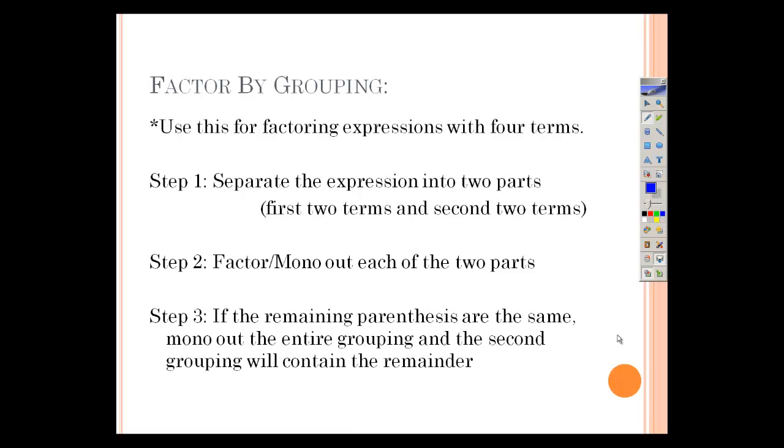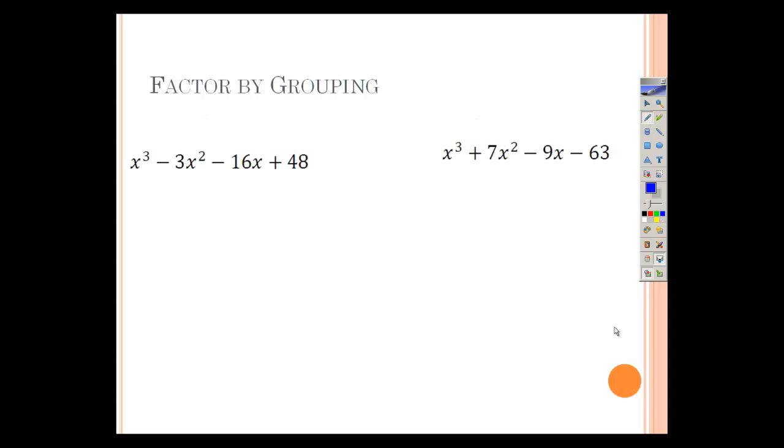So the first thing, when we have these 4 terms and we're trying to factor, is we're going to separate the expression into 2 parts, the first 2 terms and the second 2 terms. Then we're going to factor a monomial out of each of those 2 parts. The remaining parentheses should, for this section, be the same. Then you take those parentheses out, and whatever's left goes in the second parenthesis. I'm just going to refer to that as the remainder. That's as extensive as I want to go into that today, so let's just do a few and hopefully it'll make sense.